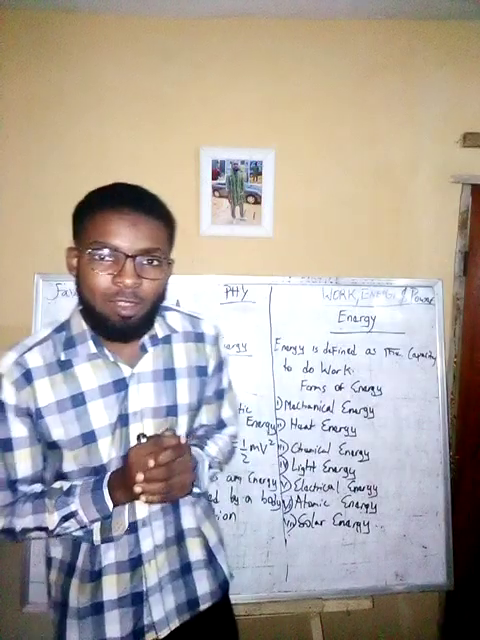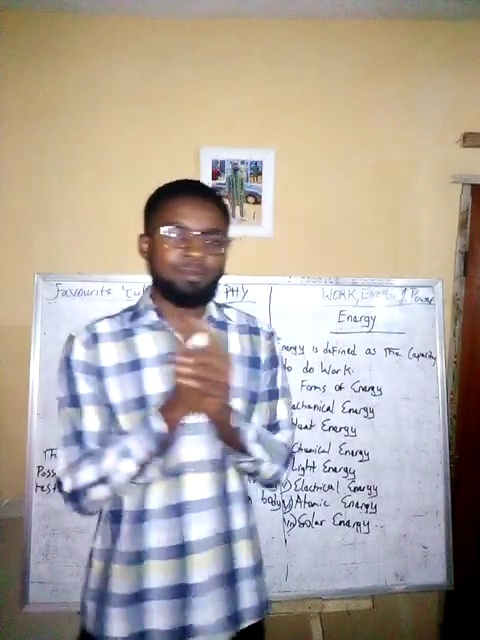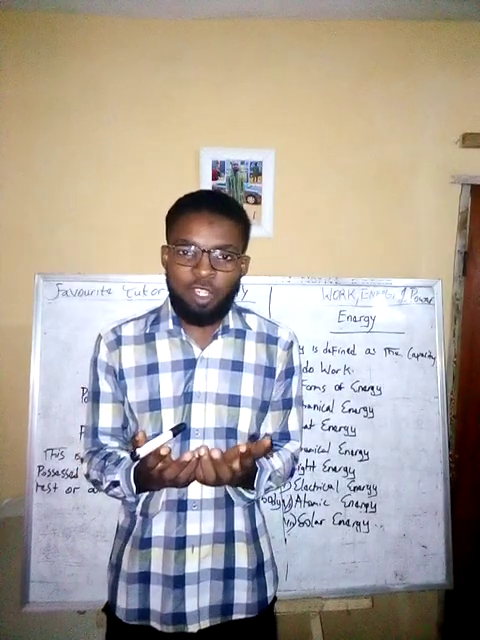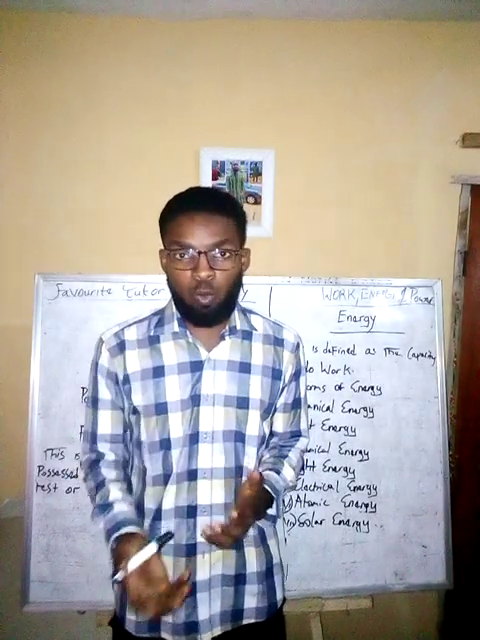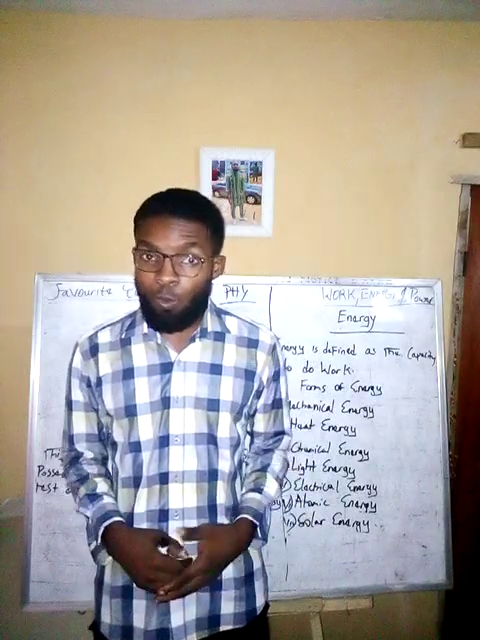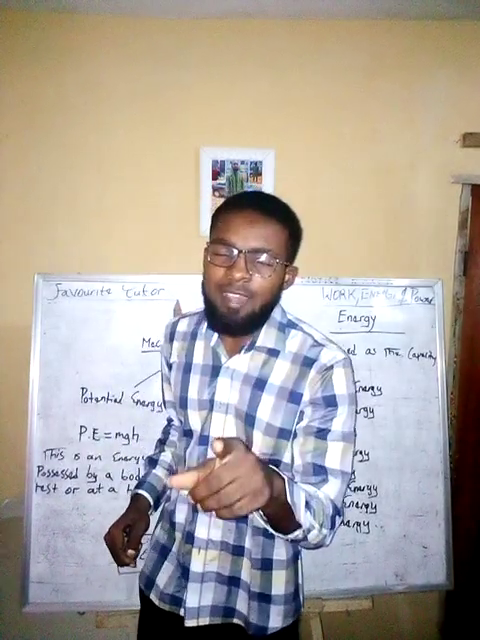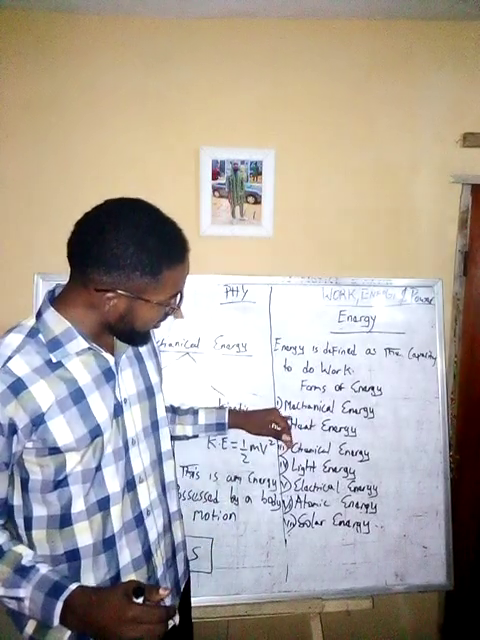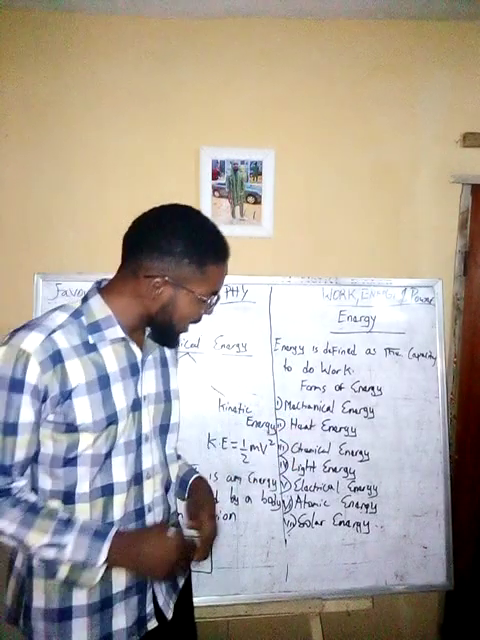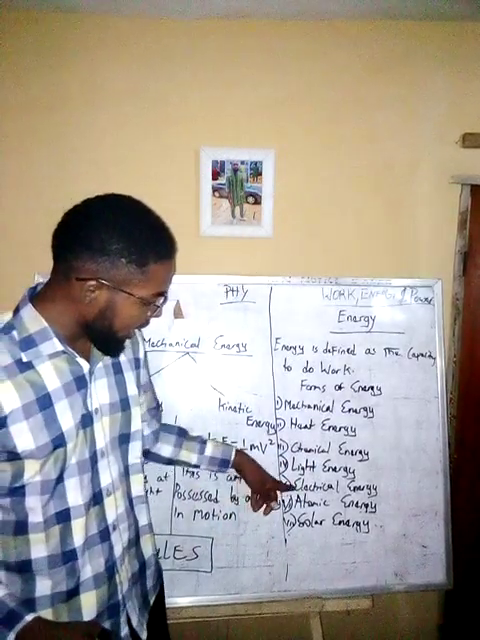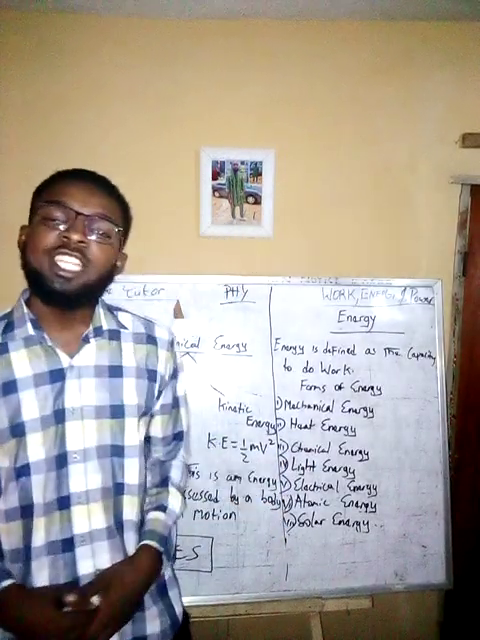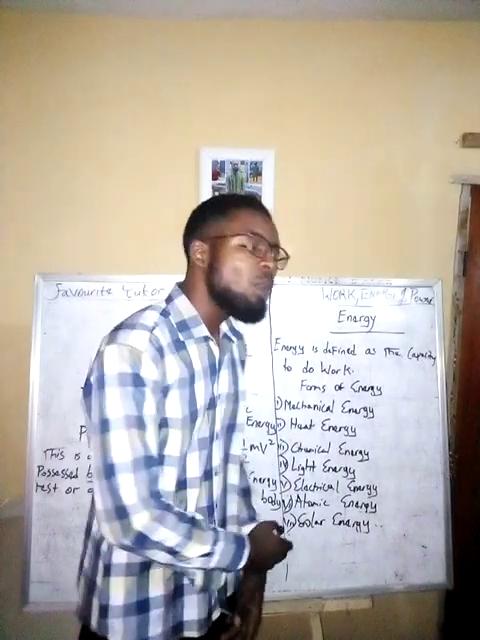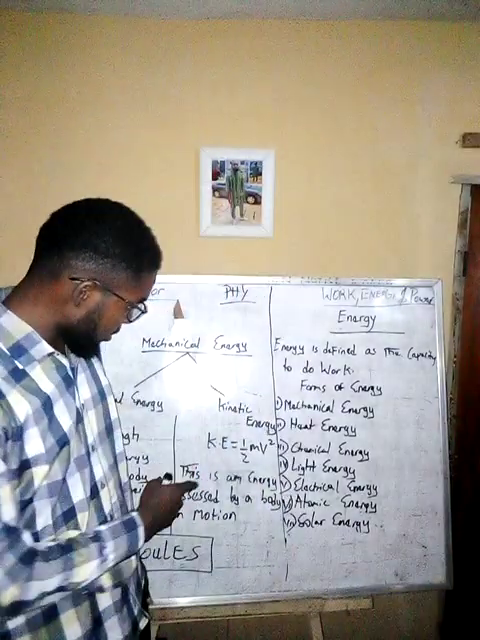And today we'll be discussing energy. Energy is defined as the ability or capacity to do work. Without energy, there is no work. And we have various forms of energy. We have mechanical energy, heat energy, chemical energy, light energy, electrical energy, atomic energy, solar energy. These are forms of what? Energy. I hope you can see this.